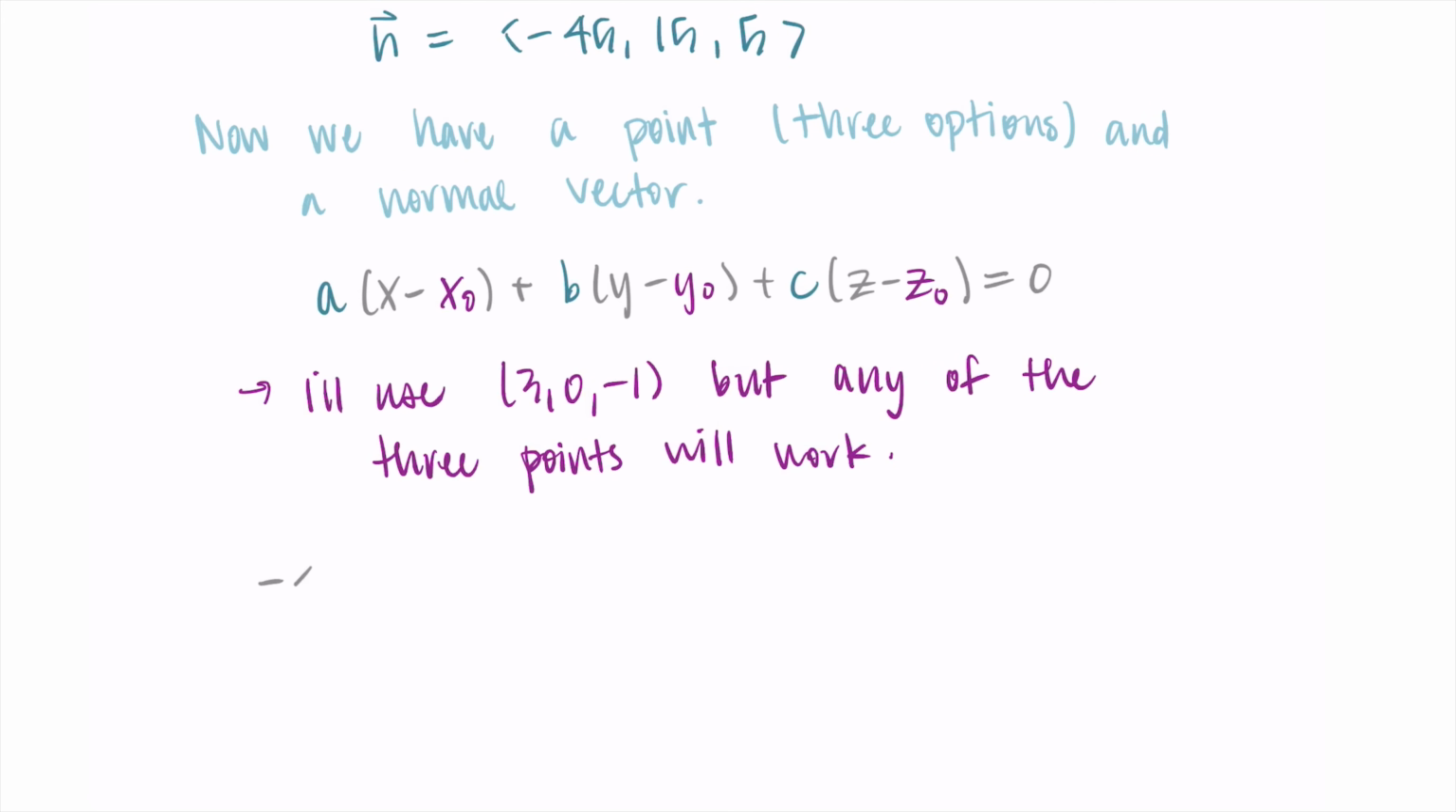So I put in negative 45 for a, and then I do x minus 3. 3 is my x naught from my point. Then I do plus b, and b is 15 for my normal vector. And then I have y minus 0. 0 is my y naught. Then I add it to c, which is 5 for my normal vector. And then I do z minus negative 1. That's my negative 1 for my point. And this is equal to 0, so I just need to simplify this and get a final equation, and I'll be done.